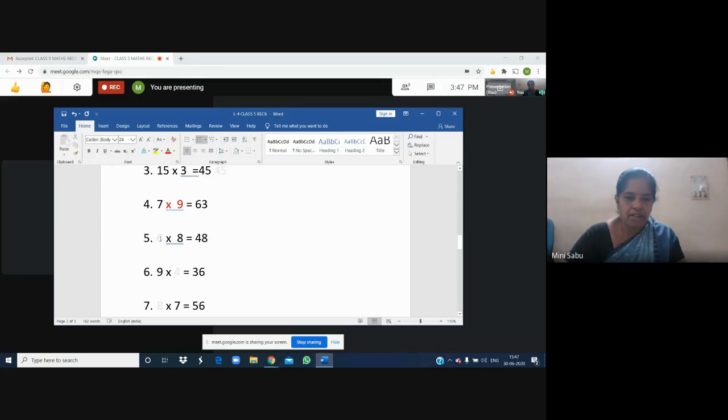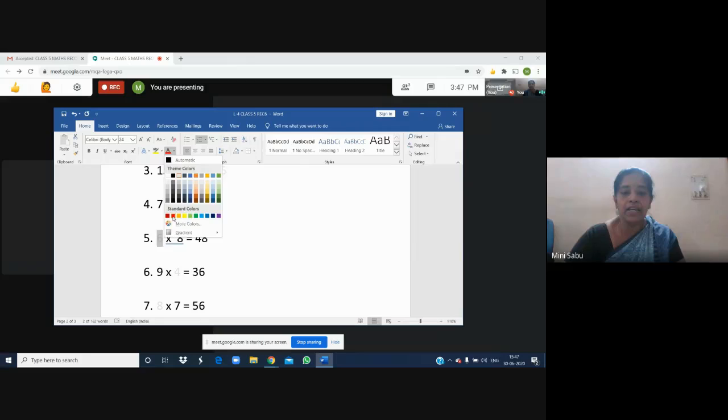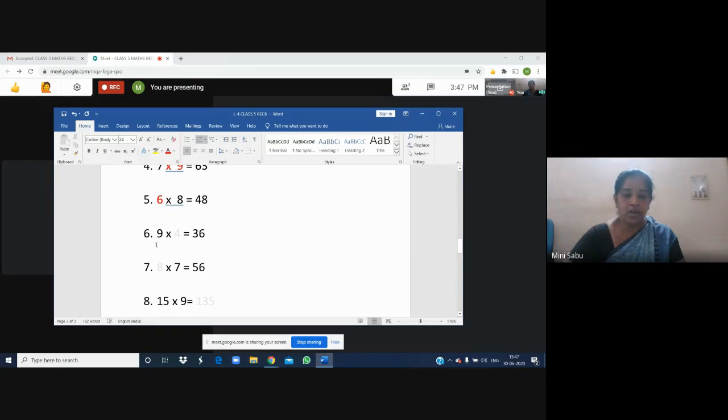Okay, can you tell what number will come here? Dash into 8 is equal to 48. We know we have to say the table of 8 here till you get 48. 8, 6 are 48. Okay. Similarly, 9's table is also very familiar to you.